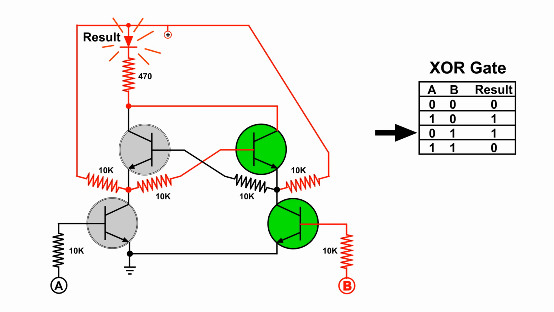Now when I put a signal at A and B, the bottom two transistors short out the bias for the top two transistors, and they are turned off, so the result is the LED is not lit.